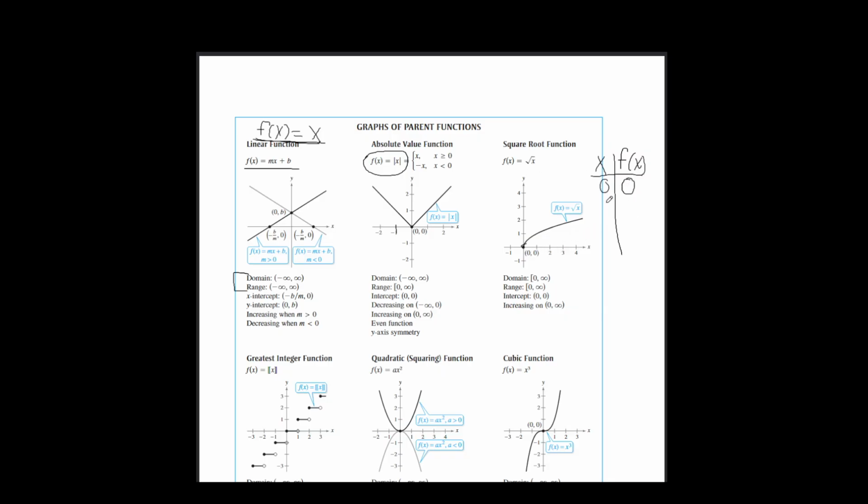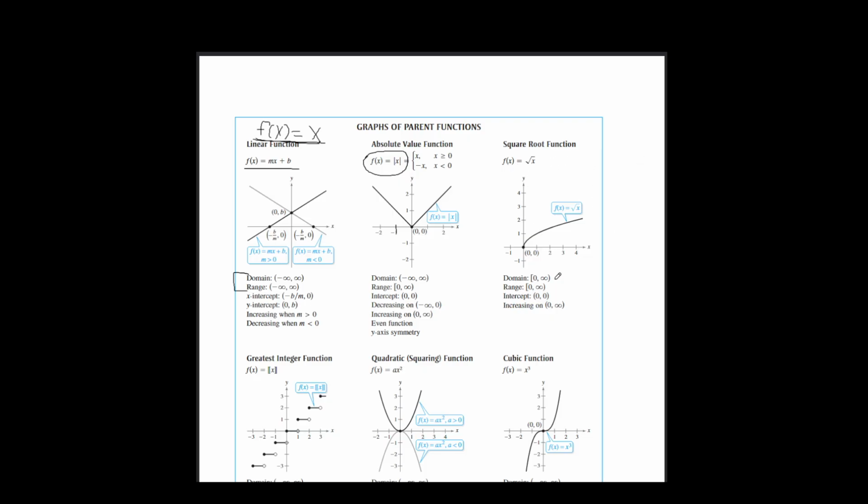If I plugged in 4 for x, for example, the square root of 4 is 2, I would get 2 out for y, or f of x. If I were to plug in 3, I think the square root is 1.9-ish, and that would be a point right here. You're essentially just getting a whole bunch of points and then connecting them with the line. That's what these functions all are.